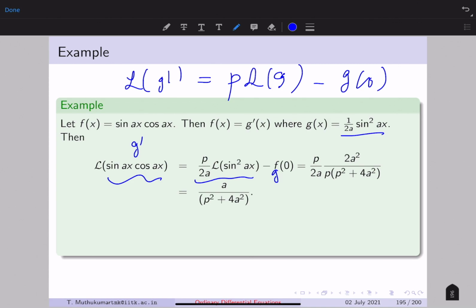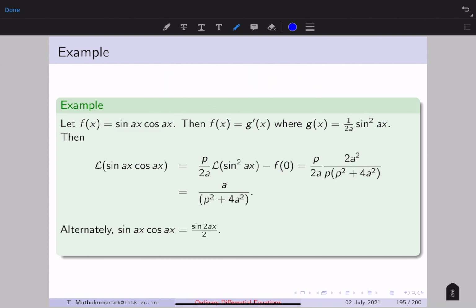Now, that's it, but g of 0 is something you know, which is sine 0, which is 0. So you basically have this result, because you know what sine square ax is; we have already computed that earlier, right? We had used the linearity of the Laplace transform to compute the Laplace transform of sine square ax. So in that way, we have this final formula. So that is the Laplace transform of this product. Okay, so that's one application of knowing the Laplace transform of derivatives.